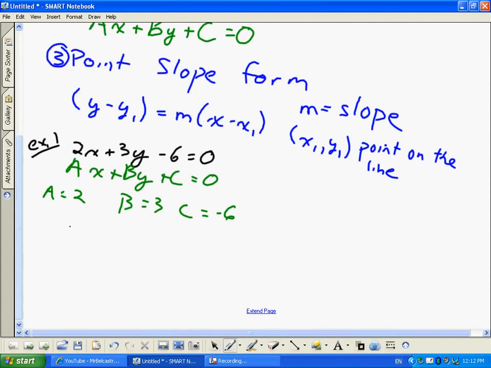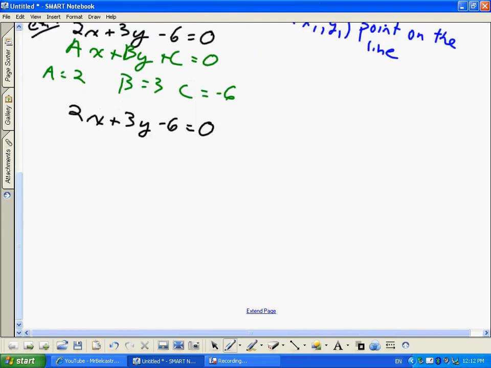So let's rewrite it again. 2x plus 3y minus 6 equals 0. I'm going to go through this quickly because this is technically a recap. We're going to be moving everything away from the y, let's say. So we'll keep just the y on this side of the equation, and I'm going to move everything else. So first of all, this negative 6 is going to go to the other side. It's going to become positive 6 on the other side.